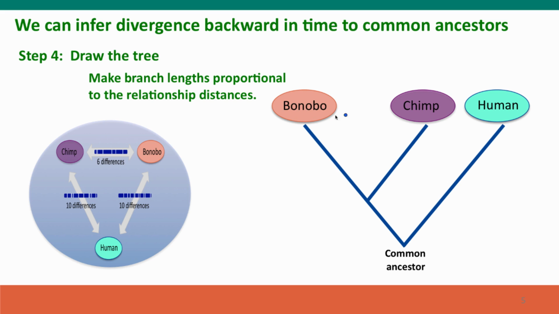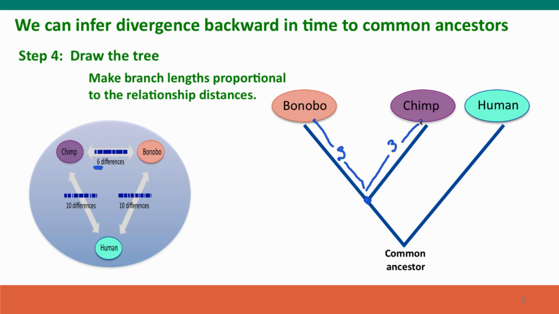There's only 6 differences between bonobo and chimps. That means they have a more recent common ancestor than either of them does with humans, between whom there are 10 differences. So how are we going to distribute these 6 differences between chimps and bonobos? Well, we'll say probably half of them occurred in the lineage leading from the common ancestor to chimps, and the other half of them occurred in the lineage leading from the common ancestor to bonobos. So the relationship between chimps and bonobos is traced back through their common ancestor, and it's in this time that the sequence differences accumulated.